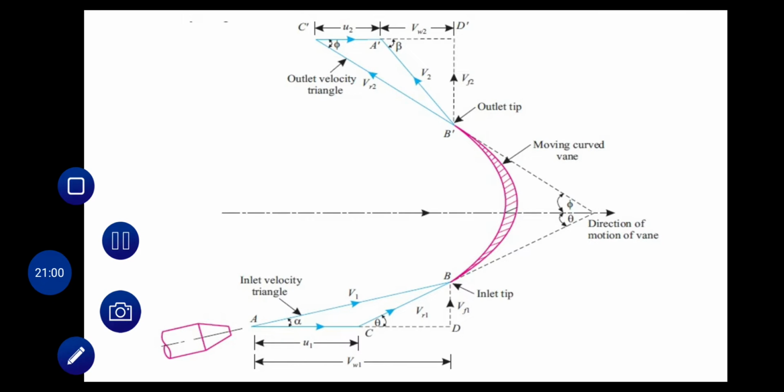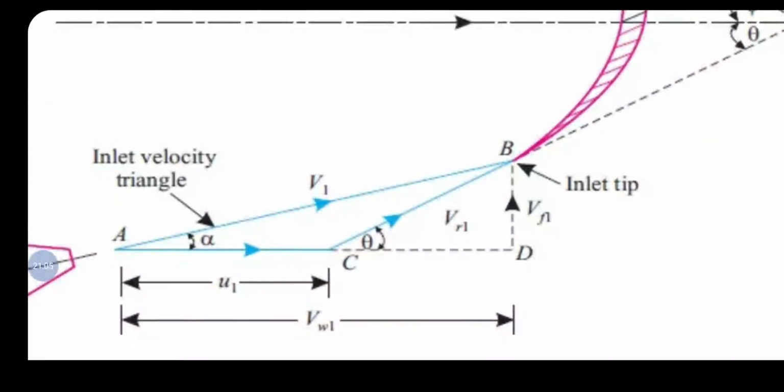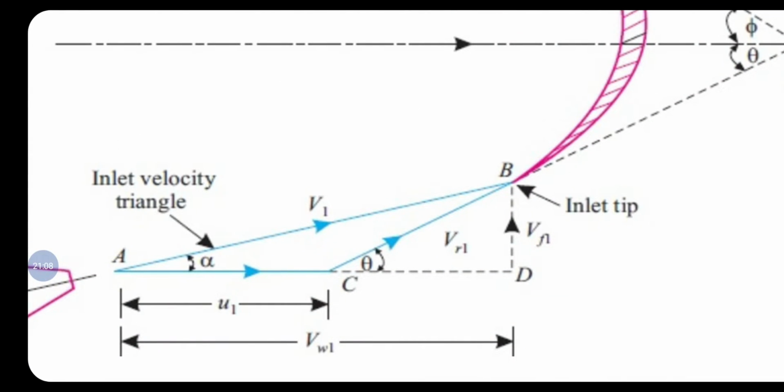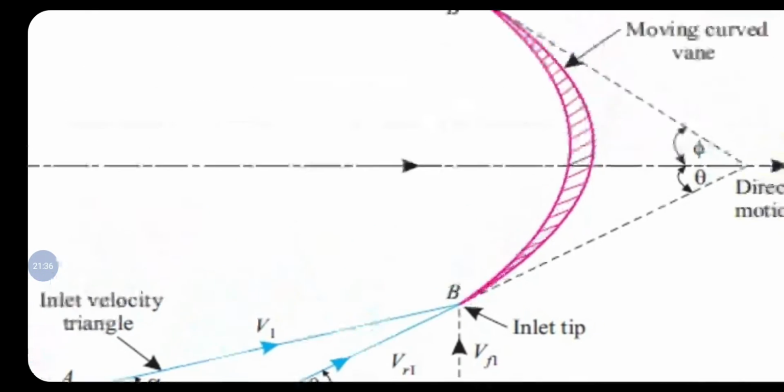This is the velocity triangle. Here we have a component of VR1 along the x-axis, that is VR1 cos theta, which is CD. CD is nothing but the combination of AC plus CD, so we can say CD is AD minus AC. AD is nothing but VW1 and AC is nothing but U1. So CD, that is VR1 cos theta, is VW1 minus U1.